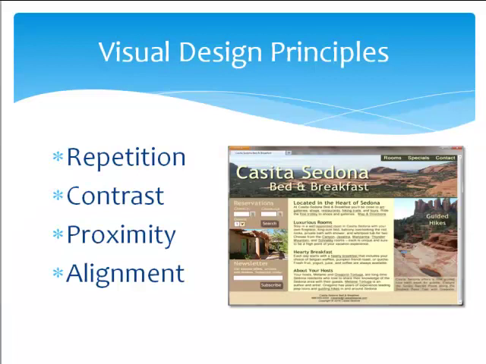Repetition, contrast, proximity, and alignment are 4 principles that can greatly improve your web page designs. If you apply these principles effectively, your web pages will look more professional and you will communicate your message more clearly. Keep these visual design principles in mind as you design and build websites.